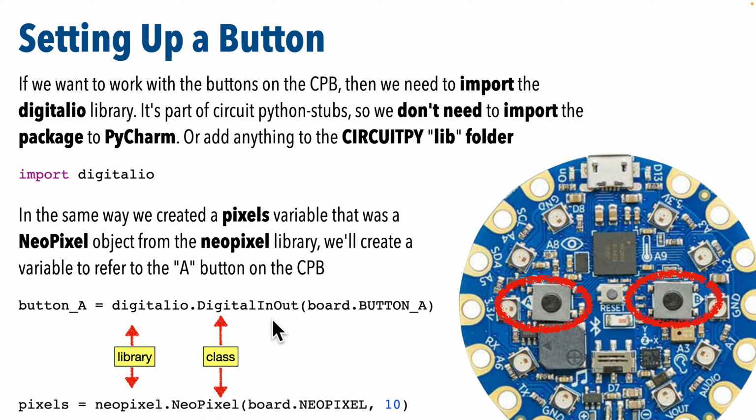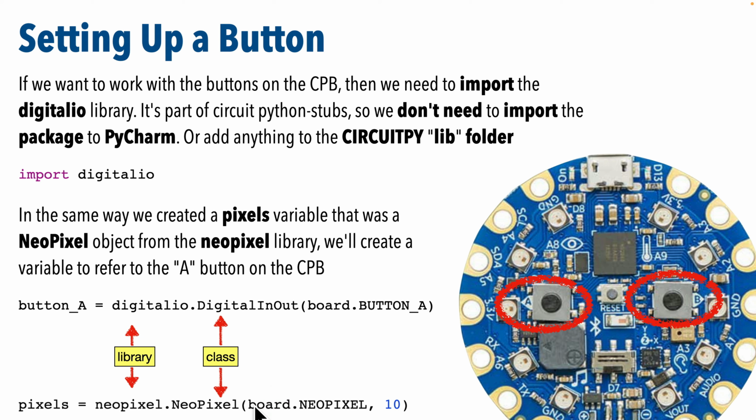For buttons, the class is DigitalInOut. There's one class for both digital input and digital output devices, but know that buttons offer digital input. Press a button, that's input. Now remember, the class acts like a blueprint, so if we follow the class with parentheses and pass something in, that's sort of like sending it to the class factory so we can build an object from the blueprint.